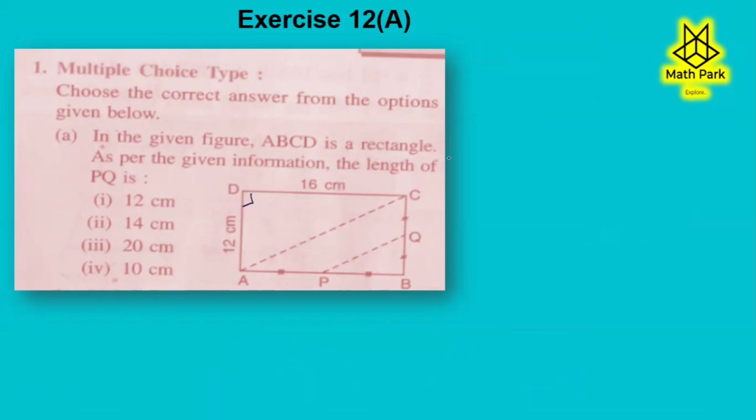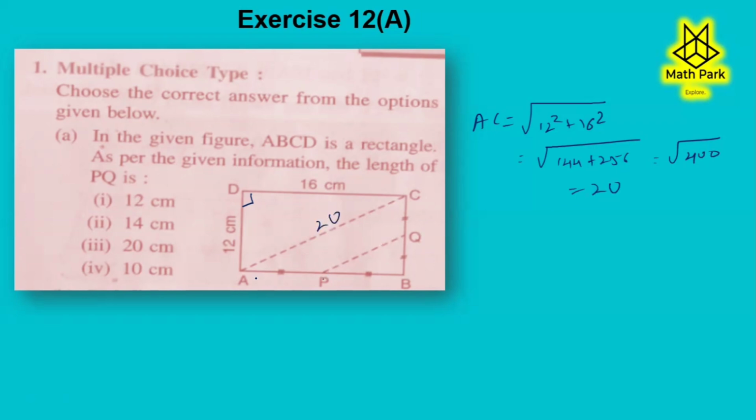Since it is a right angle triangle, we can find AC by Pythagoras theorem. So we get AC is equal to square root of 12 square plus 16 square, which is root of 144 plus 256, root of 400, and that is 20. So we got this as 20.